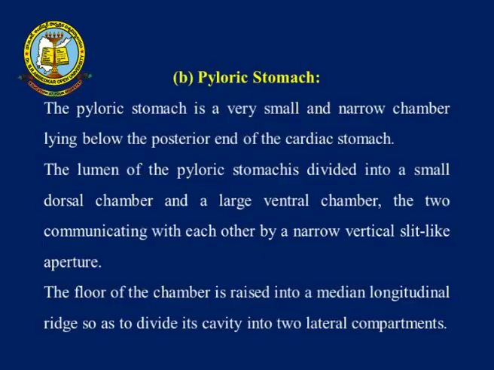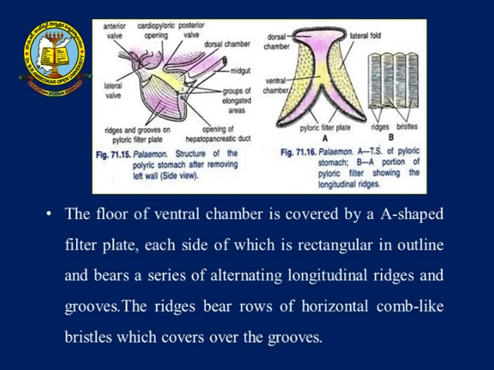Okay, so what is happening in the pyloric stomach? That was about the cardiac stomach. Now, we will talk a little bit about the pyloric stomach. It's a very small and narrow chamber lying below the posterior end of the cardiac stomach, and the lumen of the pyloric stomach is divided into a dorsal chamber and a large ventral chamber, the two communicating with each other by a narrow vertical slit-like aperture. The floor of the chamber is raised into a median longitudinal ridge, so as to divide its cavity into two lateral compartments. They almost look like an A-shaped cavity. If you can see, they have that A-shaped structure.